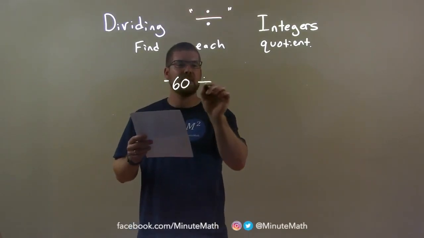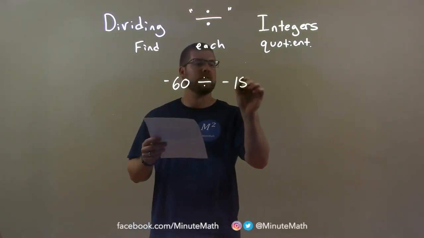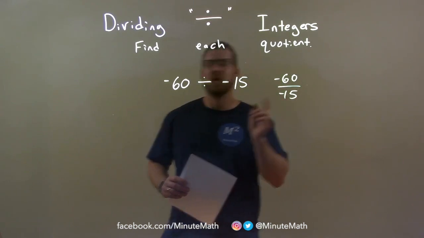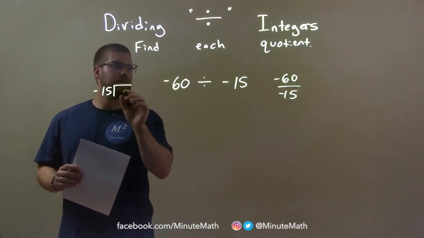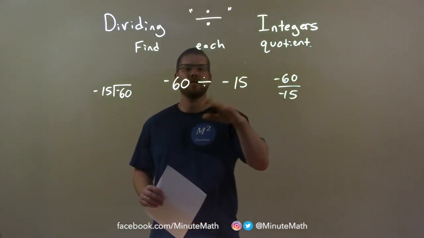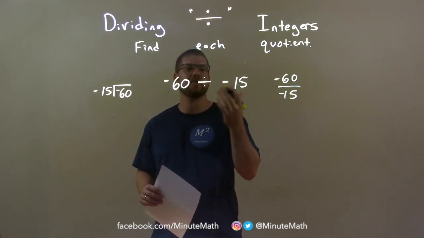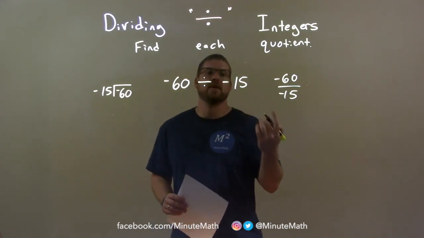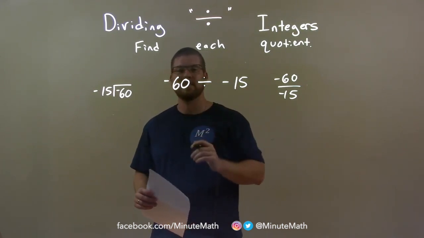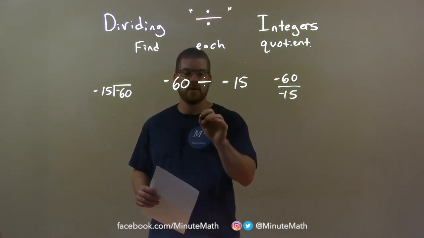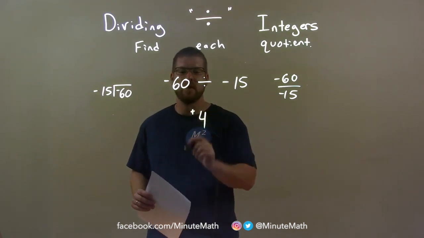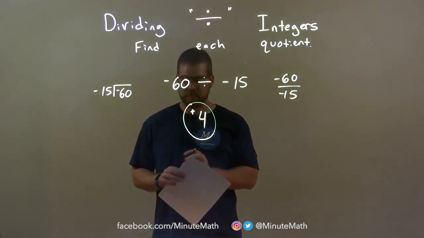Negative 60 divided by negative 15. So we might see this as negative 60 over negative 15, or negative 15 that goes into negative 60. Okay? Well, we say, okay, 15 times what gives me 60, right? How many times does 15 go into 60? Well, 15 times 2 is 30, and 30 is half of 60. So that gives us 4 times 15 gives us 60. So 15 goes into 60 4 times. All right. Now we have a negative divided by a negative, which we know is a positive. All right. So our final answer is just 4.